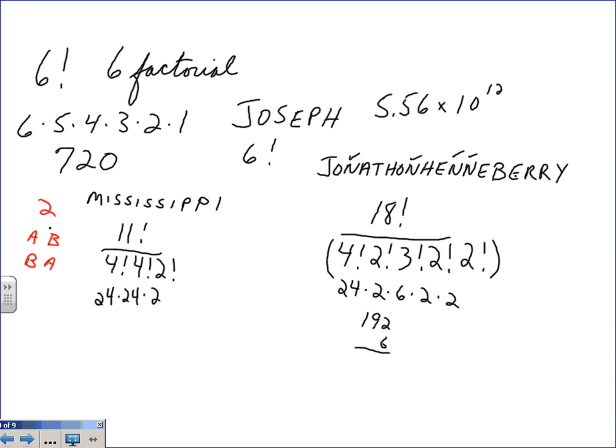Okay? But if we're just taking those 6 people in a row, how many different ways could I arrange those boys in a row? 720 different arrangements. It's kind of hard to believe, but it works. Okay? Factorial.